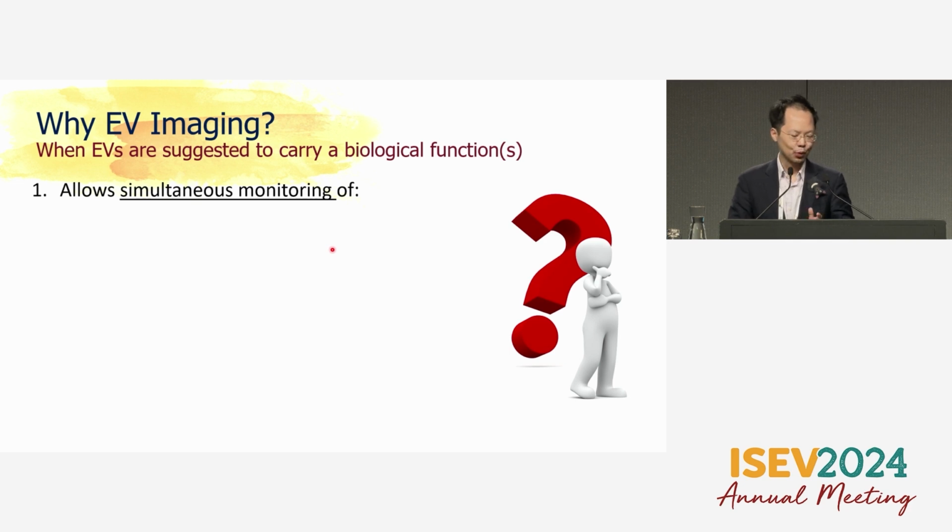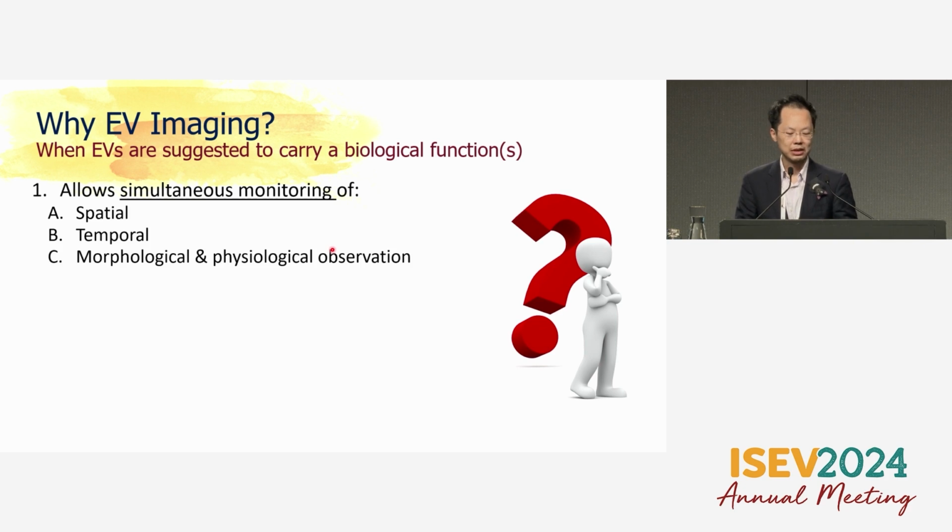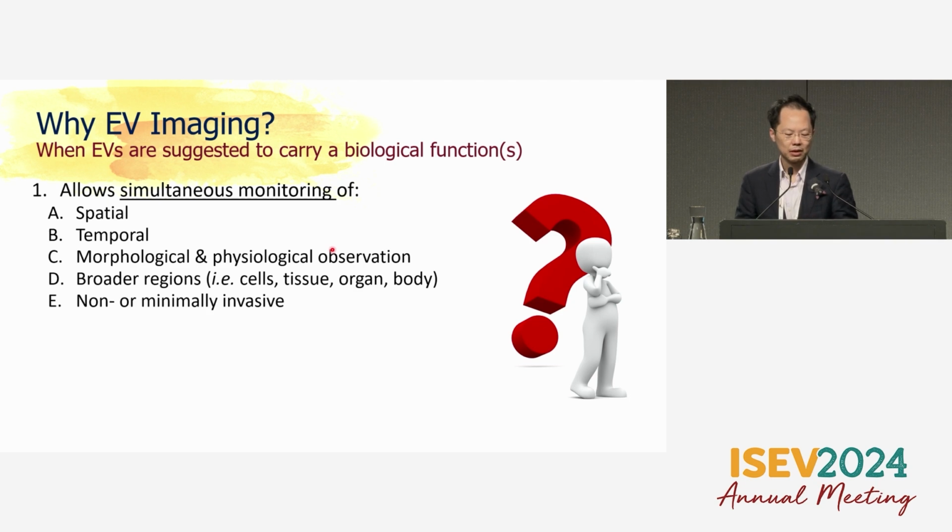Now, why do you want to do vesicle imaging? And usually people like to do imaging when you see that the vesicles carry a biological role. And in fact, they are good because it allows you to simultaneously monitor spatial temporal resolution and hopefully observe the morphological and physiological changes that you treat your cells or systems with. Not only that, if you can do your imaging well enough, potentially you're not only looking at a single cell, you can look at them at cellular level, tissue level, organ level, or whole organism as a whole. And even better, if you do it right, you can do non or minimal invasive imaging of the vesicles.